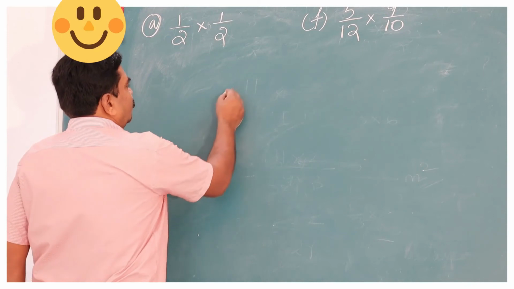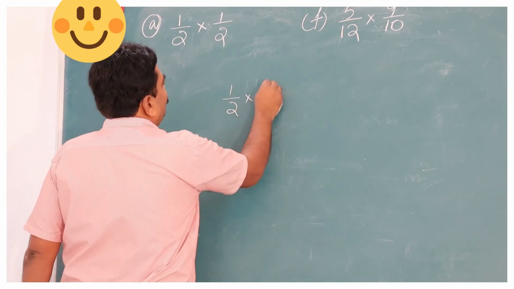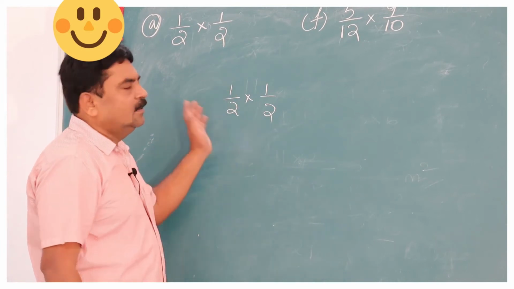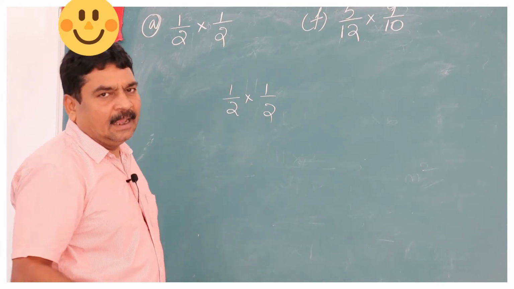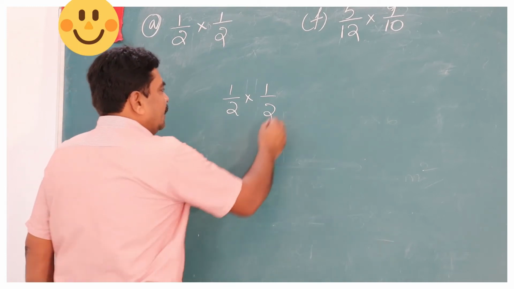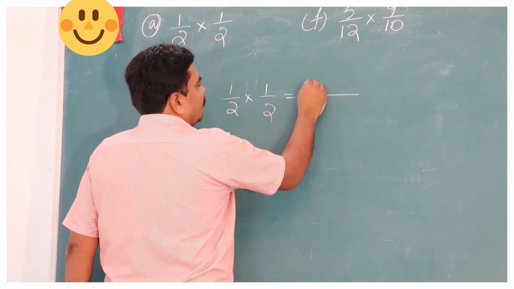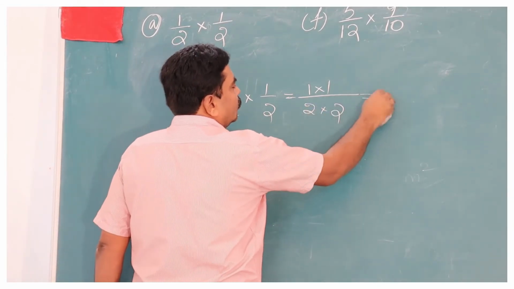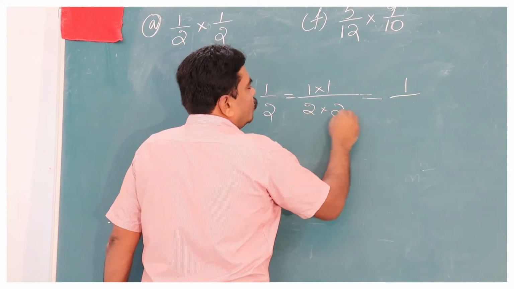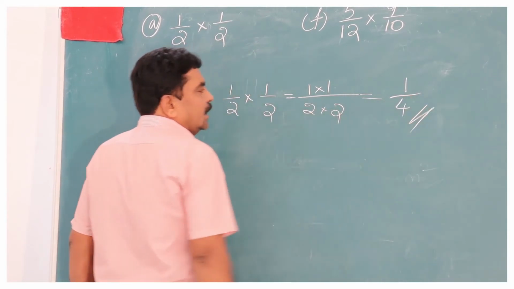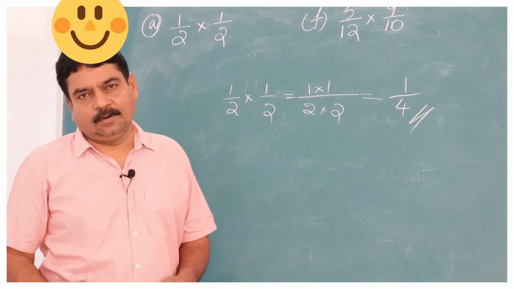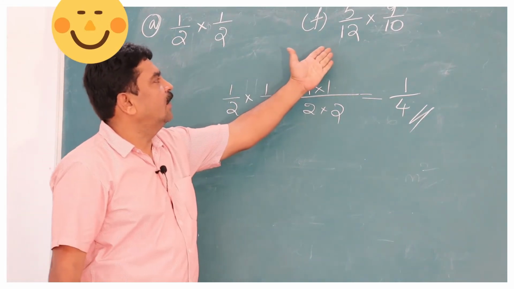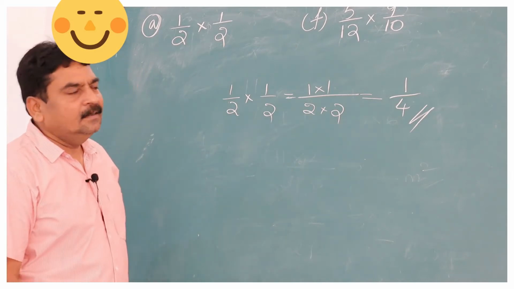Here in this 1 by 2 into 1 by 2, there are two fractions and you see there are no common factors between the fractions to cancel. That is why you directly multiply numerator to numerator, that is 1 into 1, by denominator into denominator, that is 2 into 2. So 1 time is 1, 2 times is 4. So answer is 1 by 4. Now we'll go to the next one. Next one is this one, 5 by 12 into 9 by 10.